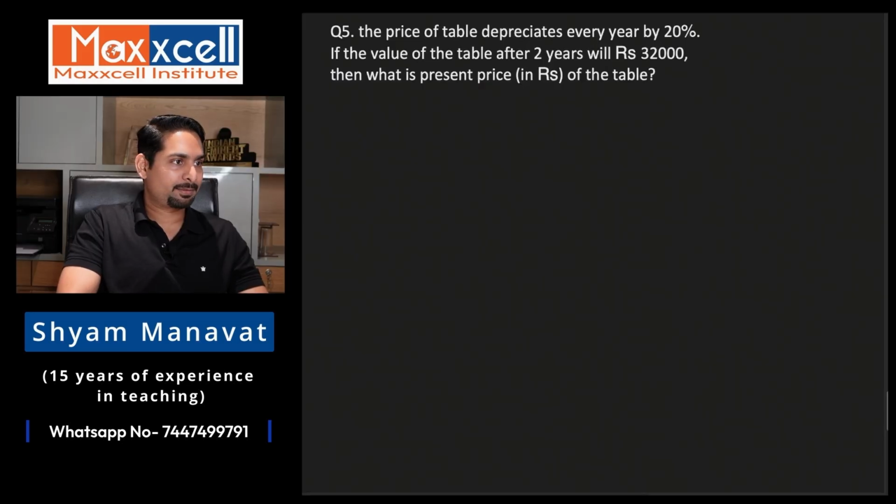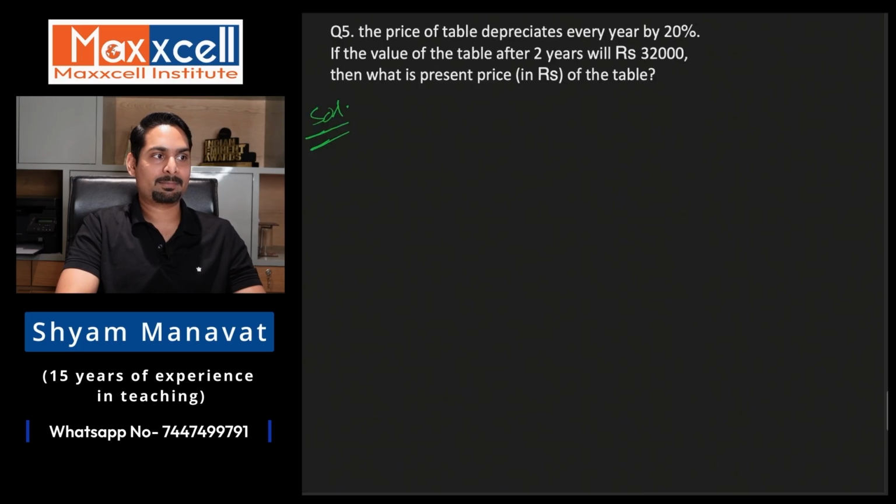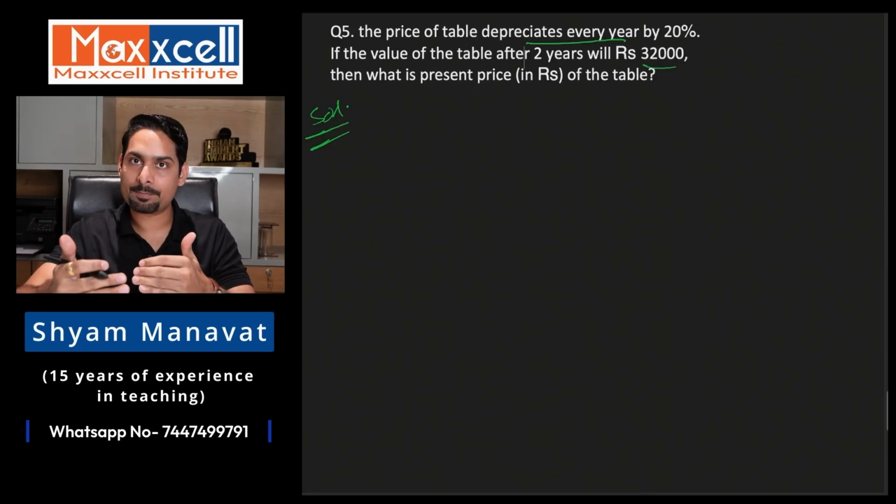Question number 5. Here, what do we see here? The price of table depreciates every year by 20%. If value of the table after 2 years is this much. Okay, so depreciating every year by 20%. So it is decrease on decrease.